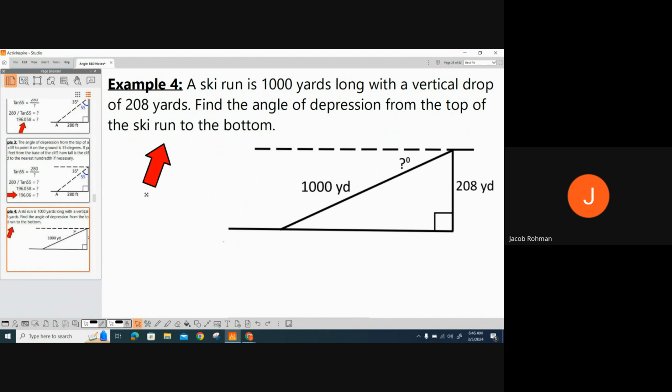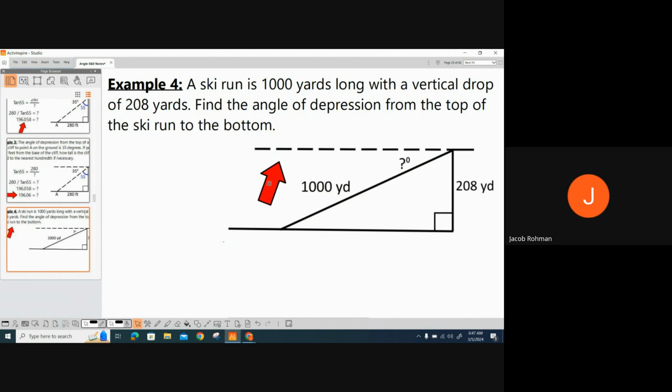Example 4 says a ski run is 1,000 yards long with a vertical drop of 208 yards. So the vertical drop meaning up and down here, and the ski run, which is this hypotenuse, that's 1,000 yards. It says find the angle of depression from the top of the ski run to the bottom. Okay, so here's the angle of depression with the horizon. The horizon is the dotted line. And we're looking to know what that is.